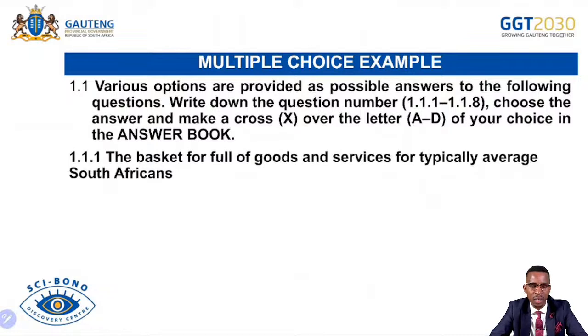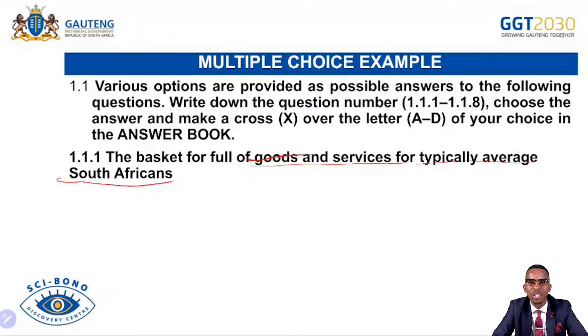So these are just some examples. The basket full of goods and services for typically average South Africans. So this statement belongs to inflation. So what do we need to do now? In this case, we are given the statement, the basket full of goods and services. So we are here for typically average South Africans. So you need to go straight into inflation and check which basket is that.